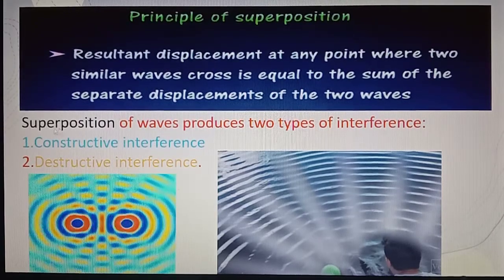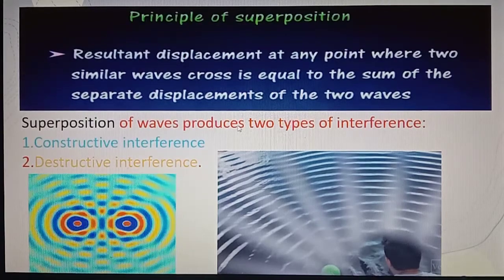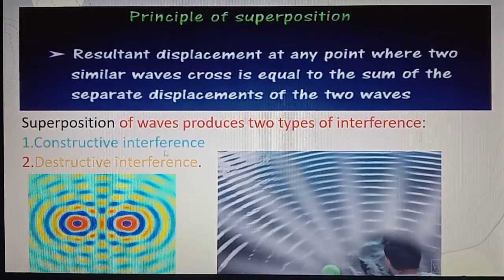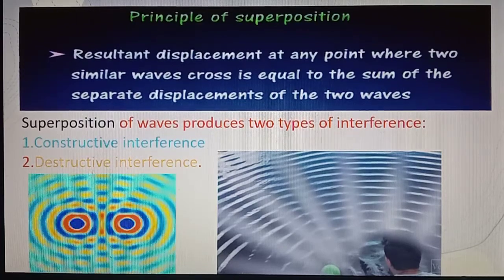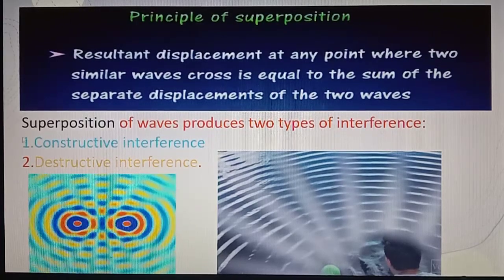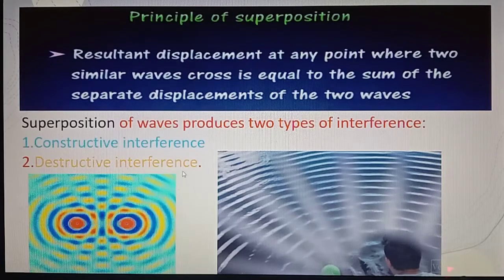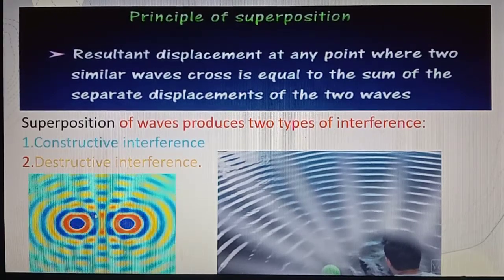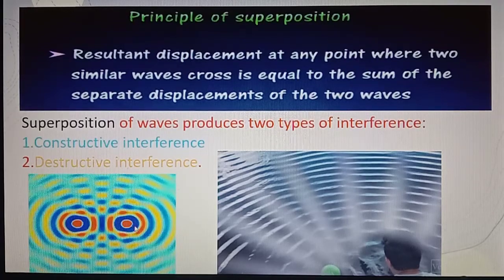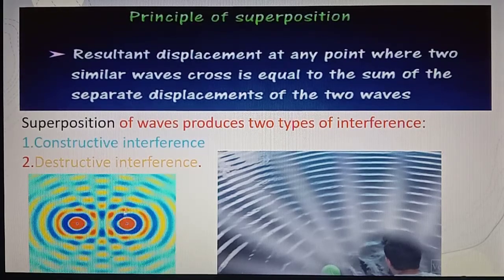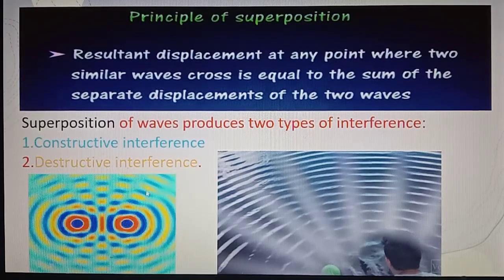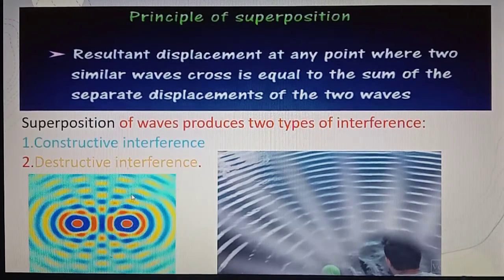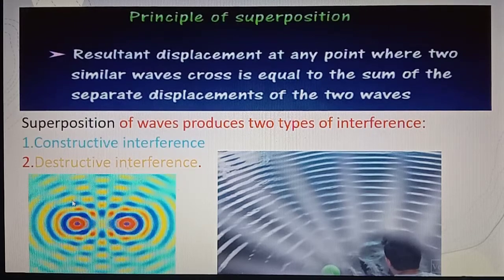Okay, so the superposition of waves produces two types of interference. We have constructive interference and destructive interference. These two types of interference will create a pattern formed on the surface of water. We look at this one. We have two points which produce waves. Here you can see the pattern that formed is actually due to interference, that is constructive and destructive interference.